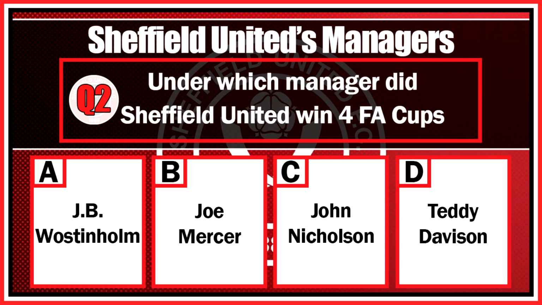In question 2, I asked you, under which manager did Sheffield United win 4 FA Cups? Was it A, JB Wolstenholme? Was it B, Joe Mercer? Was it C, John Nicholson? Or was it D, Teddy Davison? And it was C, John Nicholson. Whilst John Nicholson was the Sheffield United manager, he won the FA Cup in 1899, 1902, 1915 and 1925. And he was a runner-up in 1901.